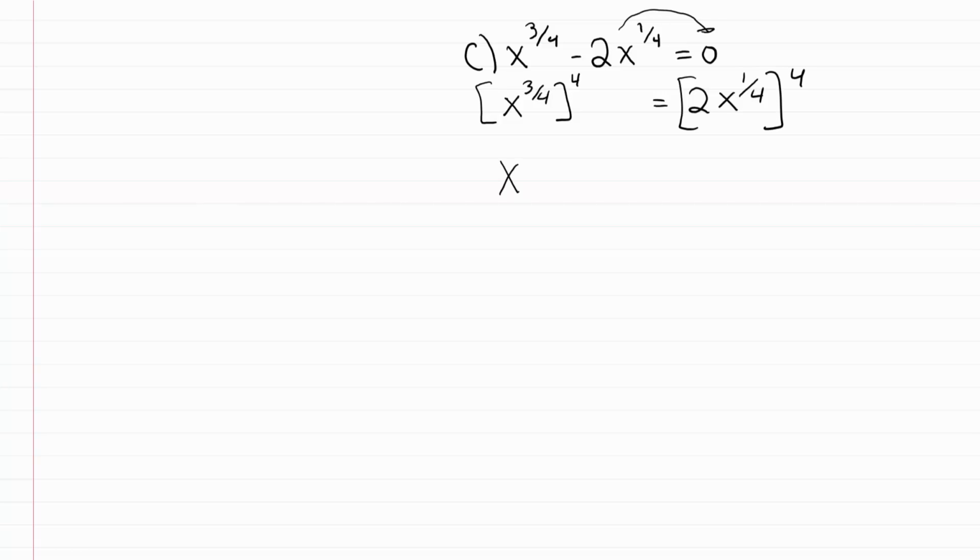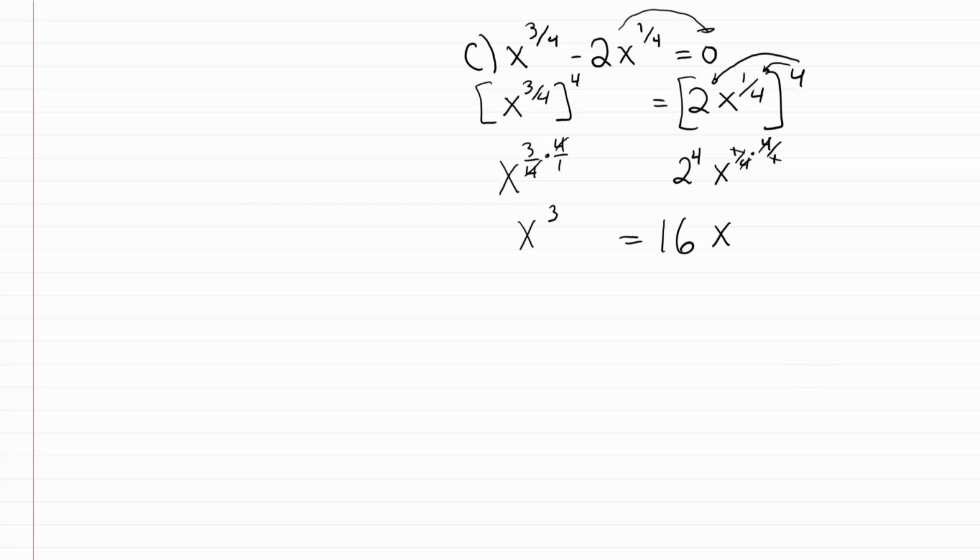So here I would end up with x to the 3/4 times 4 over 1 power, and those 4's would cancel out, giving you basically x to the 3rd, right? And that would be equal to, here the 4 would apply both to the 2 and to the 1/4. So again, it would be 2 to the 4th and then x to the 1/4 times 4 over 1 power. Well, the 1 and the 4 here would cancel out, just giving you x, right? And 2 to the 4th gives you 16, so we'd end up with 16x after all of that.